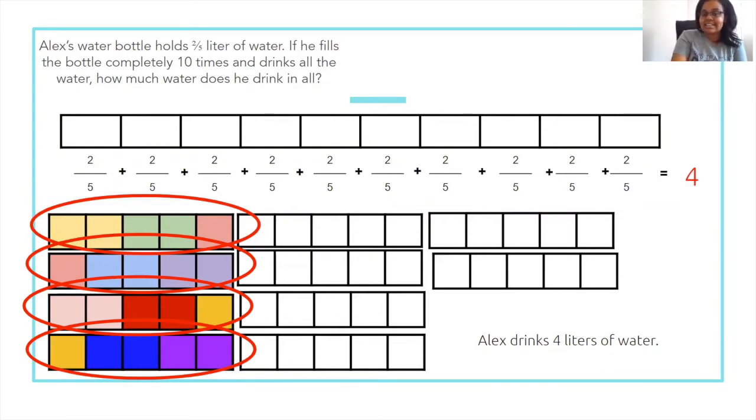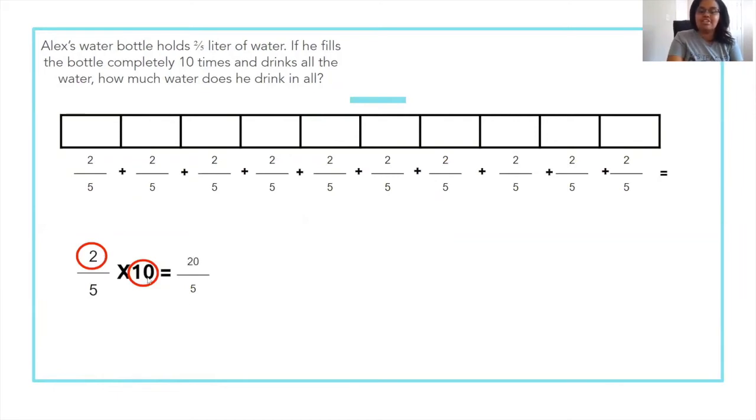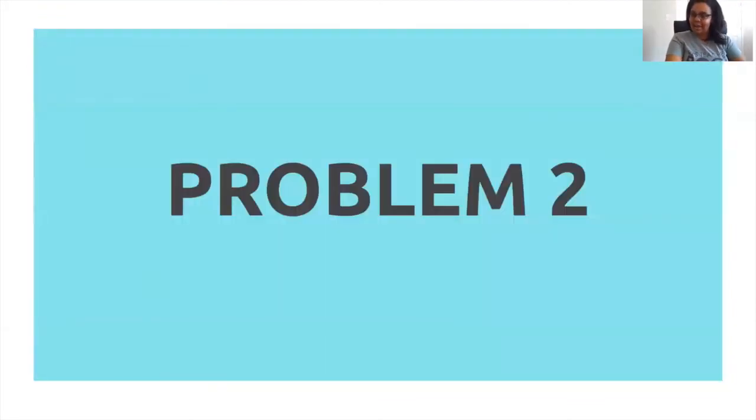Let's say that instead of adding 2/5 together 10 times, we took 2/5 and multiplied 2/5 times 10. Here you'll see that my denominator is still the same, but I know that 2 times 10 is 20. And that's that same 20/5, which we know is equal to 4. So that's problem number 1. Let's look at problem 2 now.